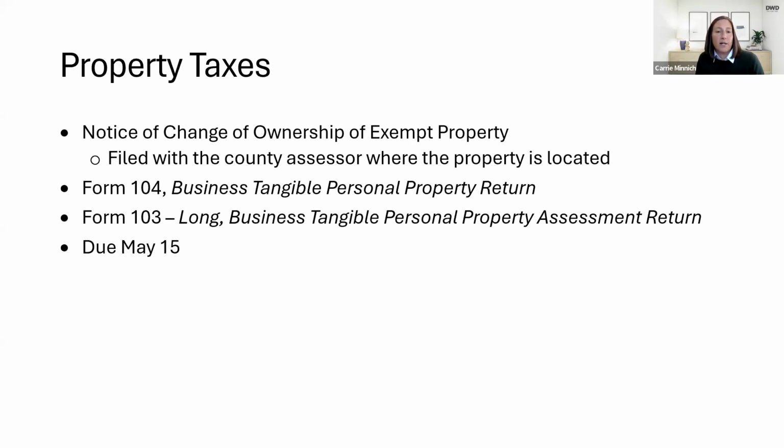Also, as I said, just because you are exempt from paying property taxes, it doesn't mean you are exempt from actually filing the returns. So you do have to file Form 104 and Form 103 every year by May 15th. The property tax is assessed on a January 1 date. So basically, it's just listing all of your property. You file the return, you don't have to pay property taxes on it because you're exempt, but they still want a copy of all of your assets.